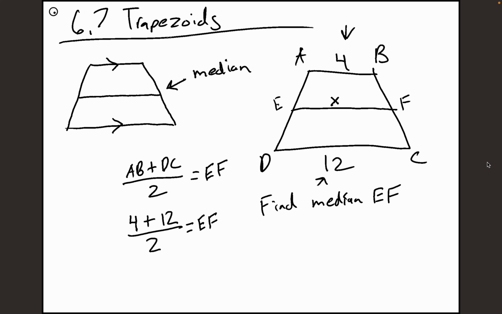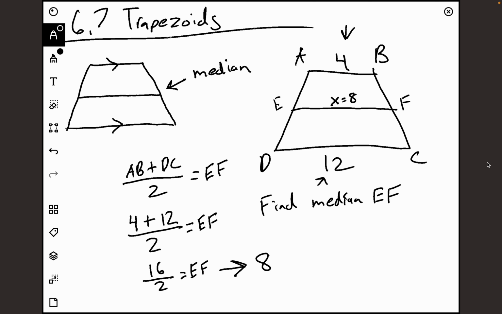When we add those together, we get 16 divided by 2 equals EF. And therefore, 16 divided by 2, our value is going to be 8. So that's what we get for our value of EF. All right, our value is 8. Okay, perfect. So this is what it's going to look like for our examples, and then we will also have some algebraic examples as well.